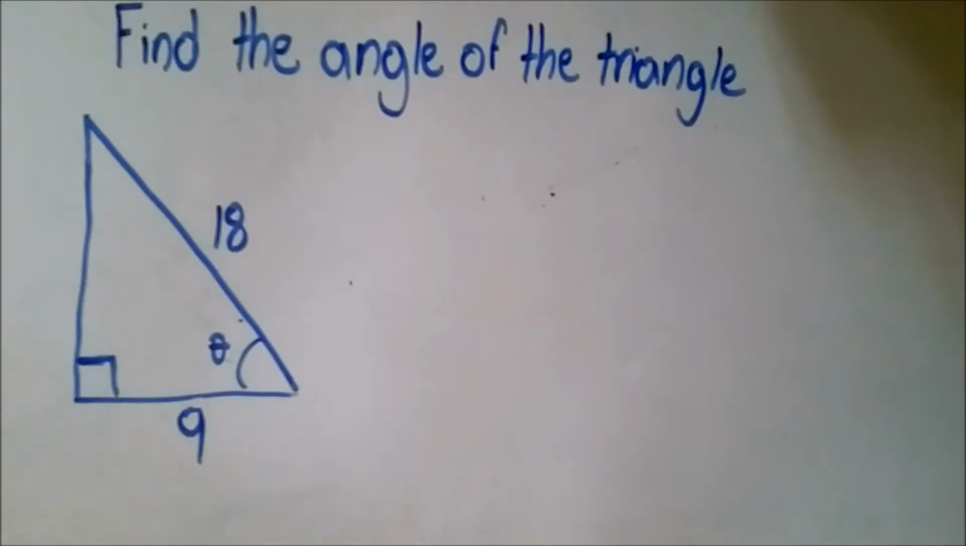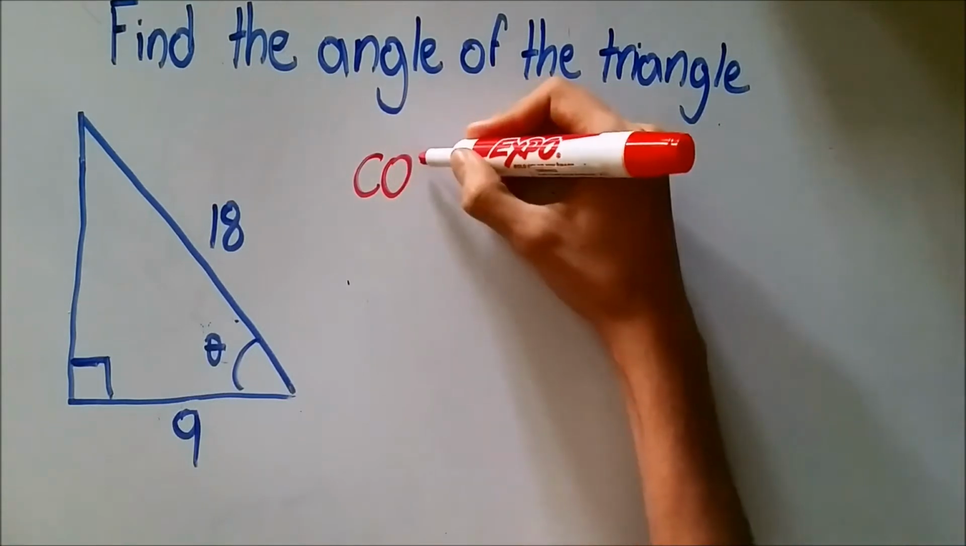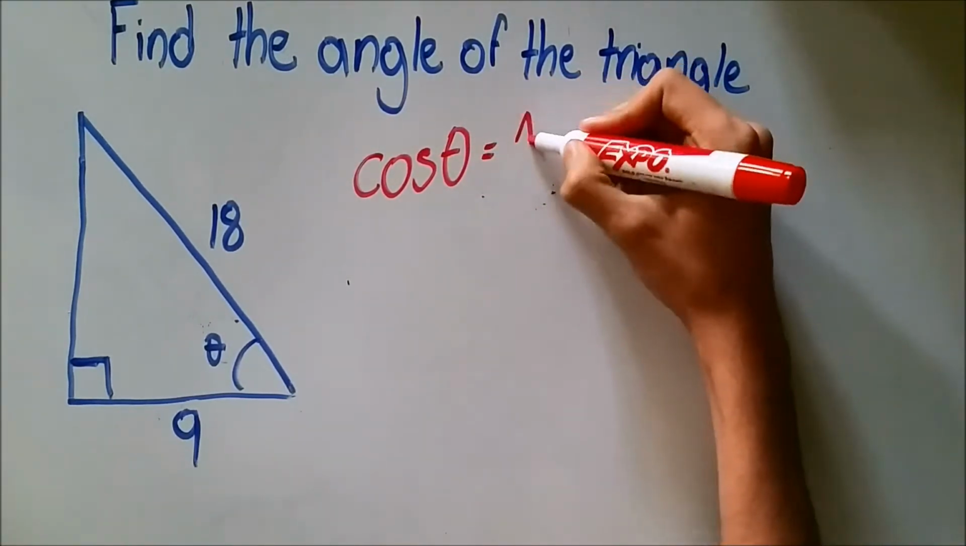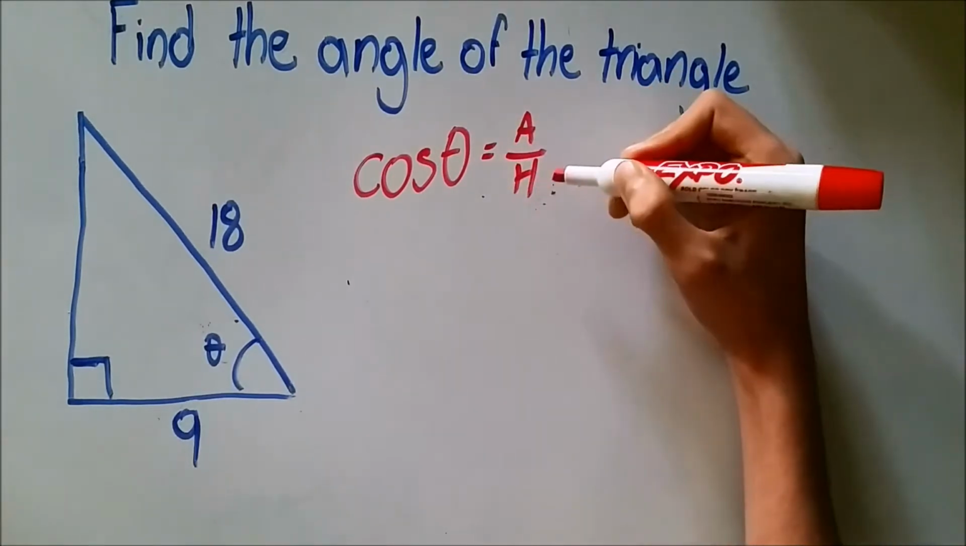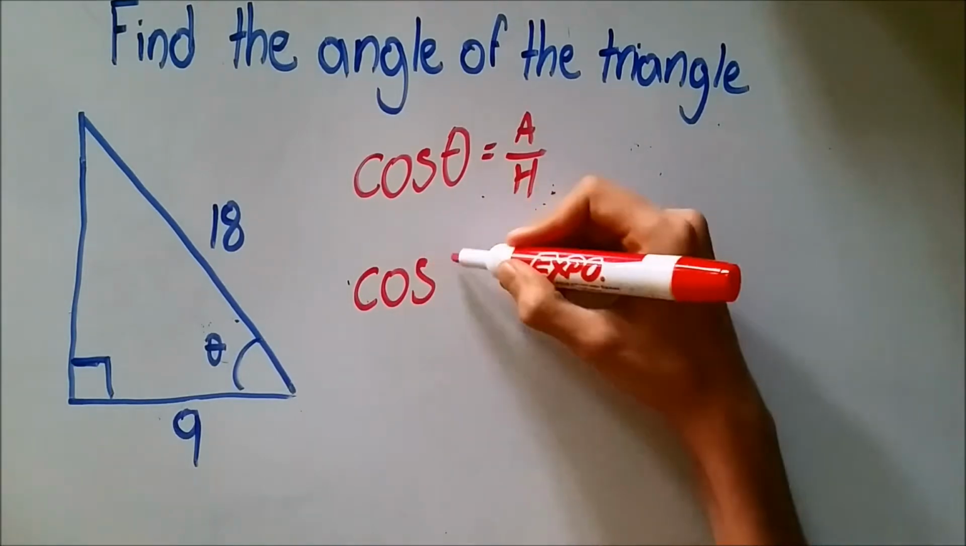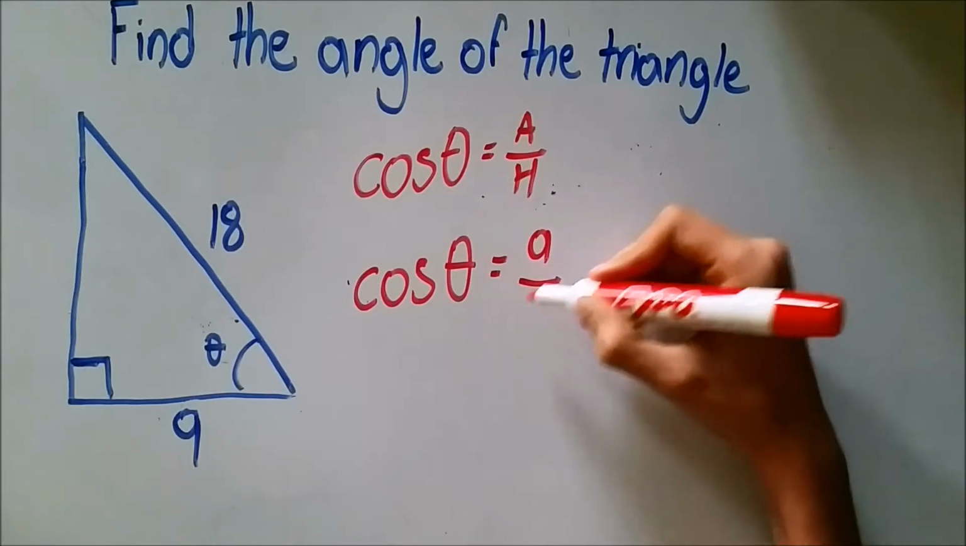We can also use trigonometric functions to find the missing angles of a triangle. In this triangle, we are given the adjacent side of 9 and the hypotenuse of 18. Using our understanding of trigonometric functions, we can see that we need to use the cosine function to find this angle, since it's adjacent over hypotenuse. Therefore, our equation will be cosine theta equals 9 over 18.